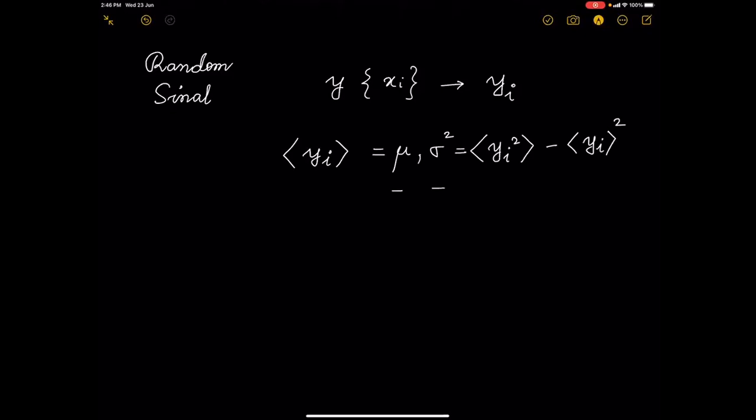But let me ask you a question, because you have already been introduced to the answer to this question. Can a random signal have any other information other than only these two numbers? If you wish to answer, you can unmute and answer.